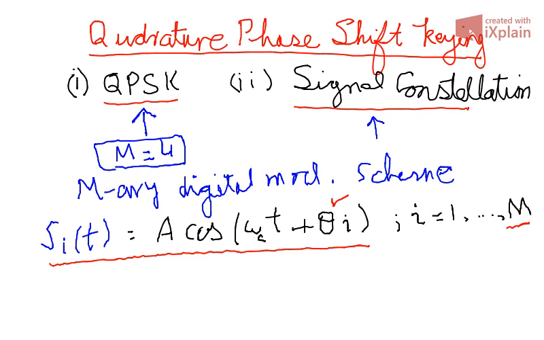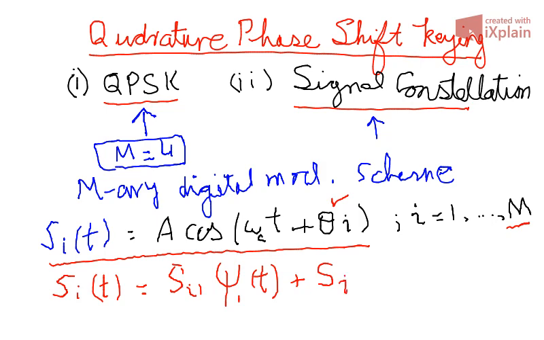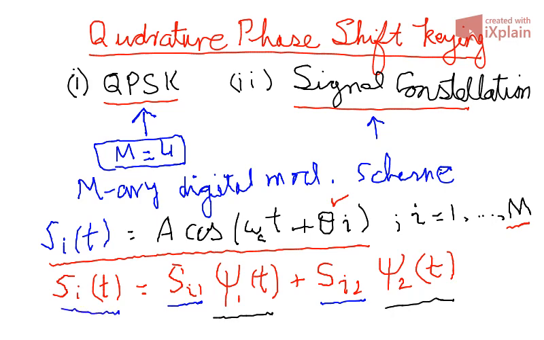We already discussed this, and we also said that we can rewrite our equation as a linear combination of the basis functions, psi_1(t) and psi_2(t), and these scaling factors s_i1 and s_i2 are scalars, and they represent the projections of s_i(t) over psi_1 and psi_2 respectively.